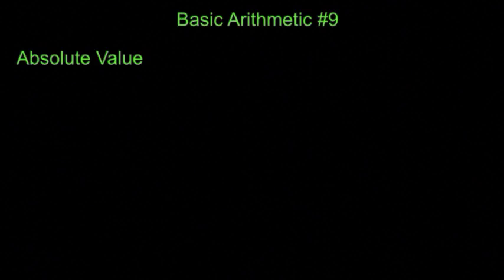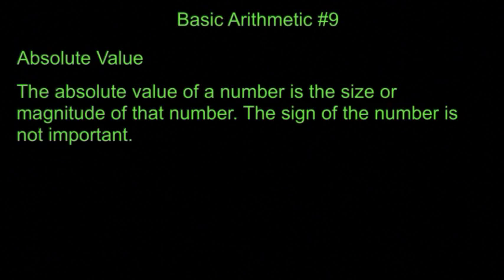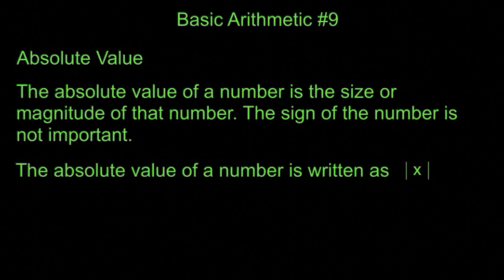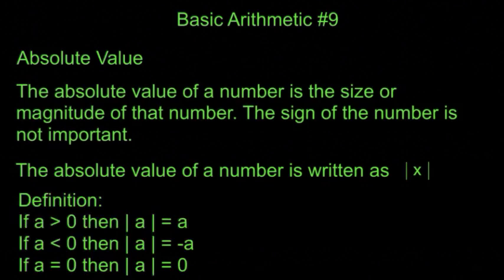Basic Arithmetic number 9, absolute value. The absolute value of a number is the size or magnitude of that number. The sign of the number is not really important. The absolute value of a number is written as the number inside a pair of straight-lined brackets.